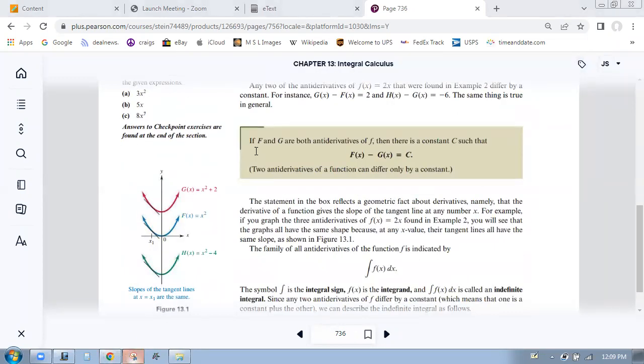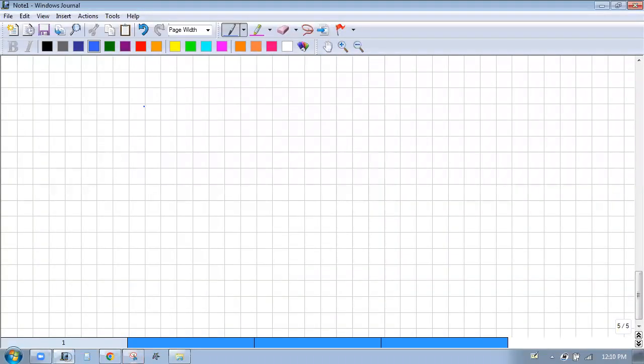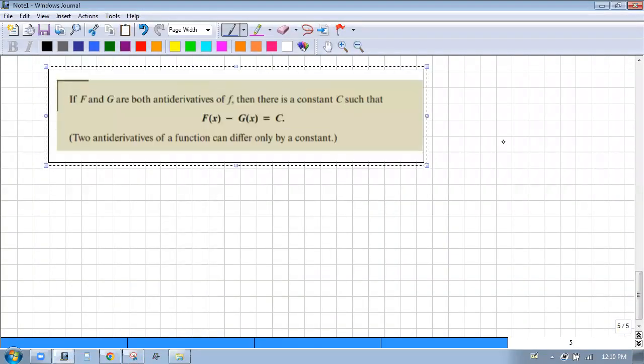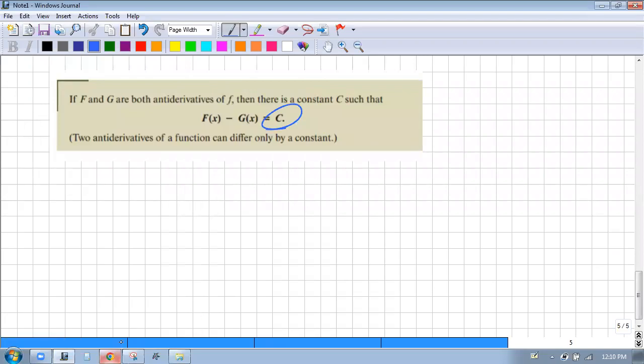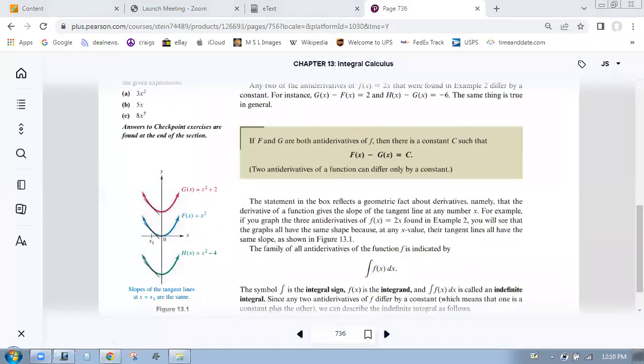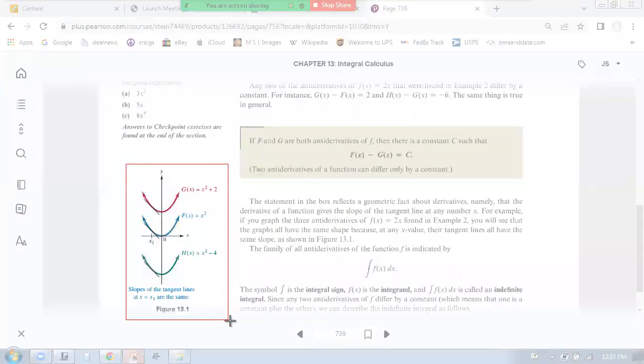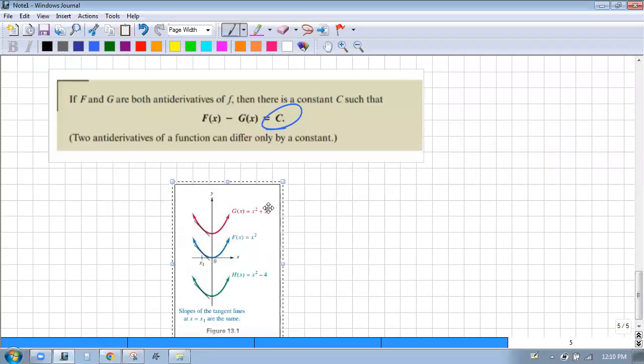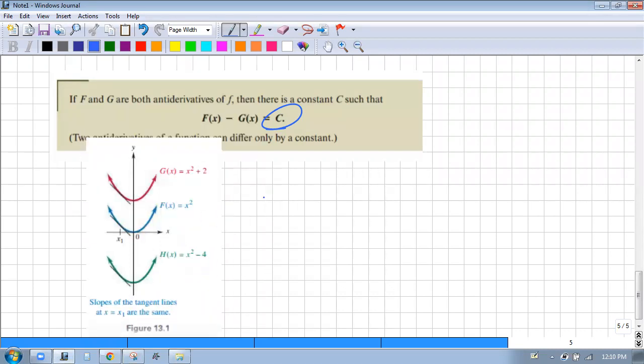So although there are an infinite number of antiderivatives, the difference between any two of them is just a constant. And here's a good picture. All right, so here's x squared minus 4, x squared plus 2x. The slope for all of these is 2x. The slope of this guy is the exact same as the slope of this guy is the exact same as the slope of this guy for any x, right? So that's why we add that plus c.